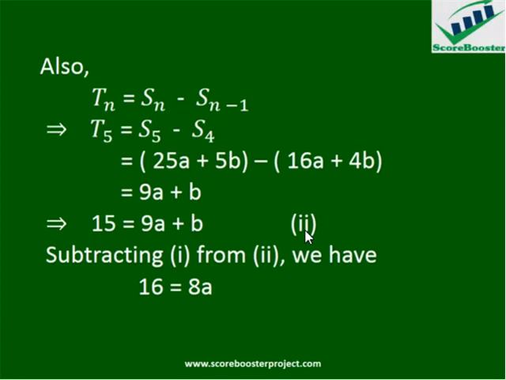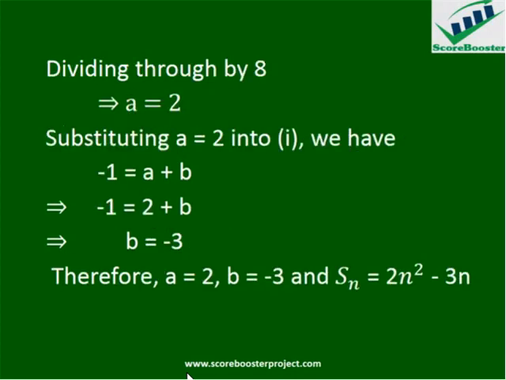Equations 1 and 2 lead us to a simultaneous equation. So we eliminate b. We use the method of elimination. We eliminate b by subtracting the first equation from the second equation. So subtracting equation 1 from 2, equation 1 is -1 equals a plus b. So 15 minus -1 will be 15 plus 1, which gives 16. 9a minus a will give 8a, and b minus b will give 0, that is why we have nothing here. So we divide through by 8 to obtain the value of a to be equal to 2.